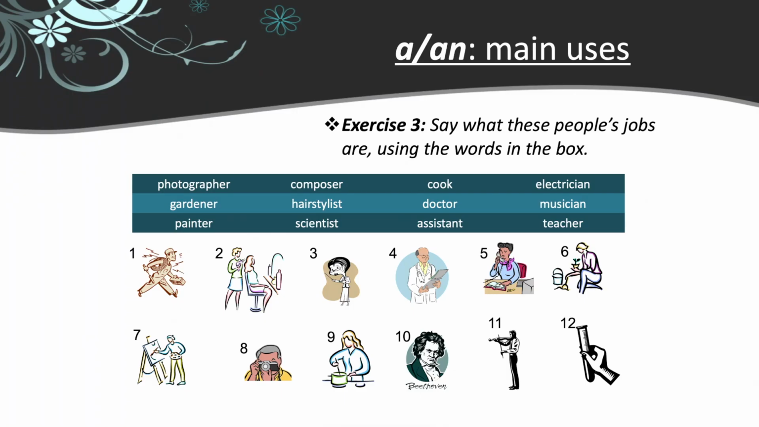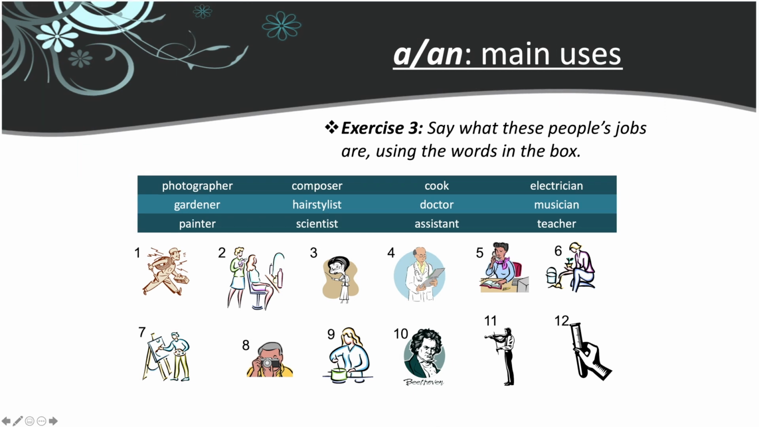Okay, if you want to stop the video now to do the exercise, go ahead. I'm not going anywhere. When you finish with exercise 3, come back and check your answers. Okay, don't forget to include the article with the names of the occupation. Let's go. Number 1 is an electrician. Number 2, a hairstylist. 3, a teacher. Number 4, a doctor. 5, an assistant.